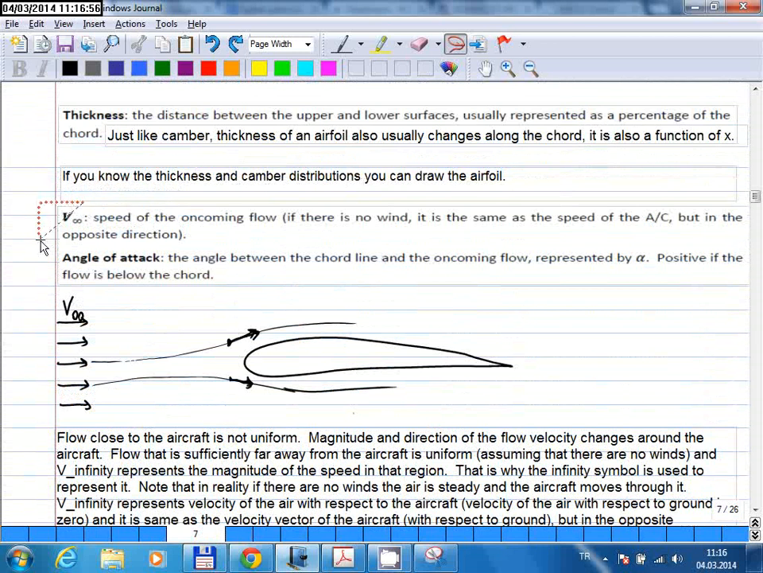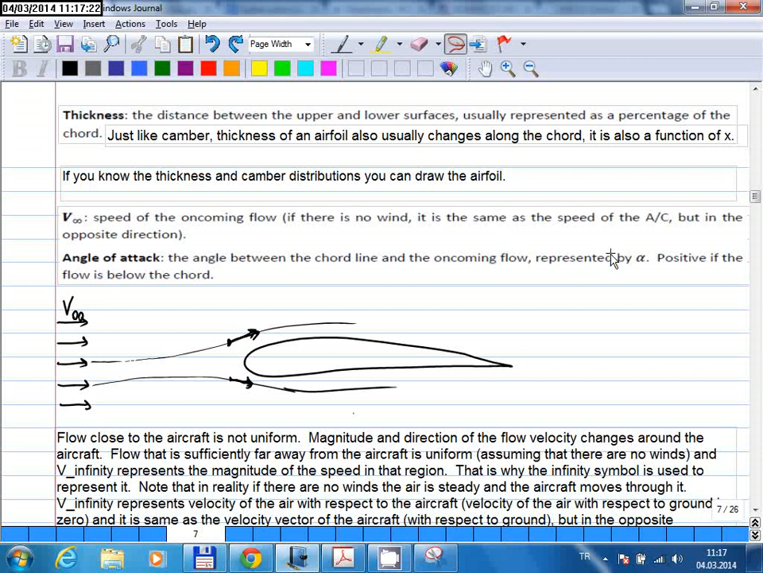So I talked about V infinity already. This is the free stream velocity or the speed of the aircraft. They are the same thing if there are no winds. But if there's a wind, there will be a difference. But if you assume that there are no winds, the atmosphere is stationary, then the aircraft speed will be equal to the free stream velocity, but in the opposite direction.